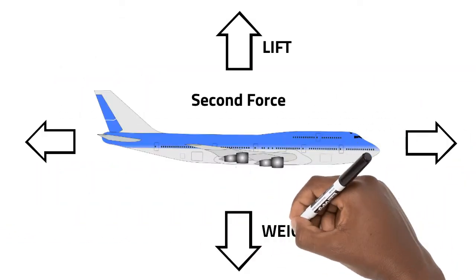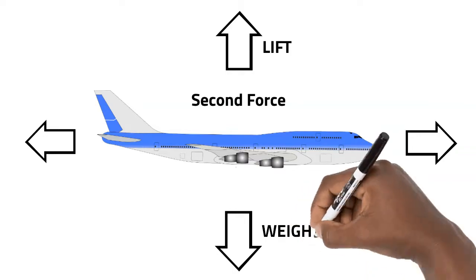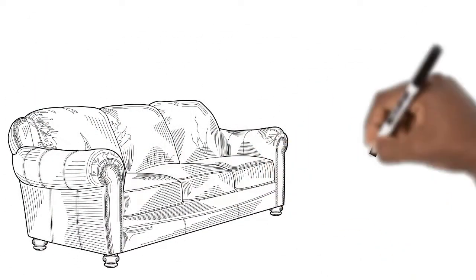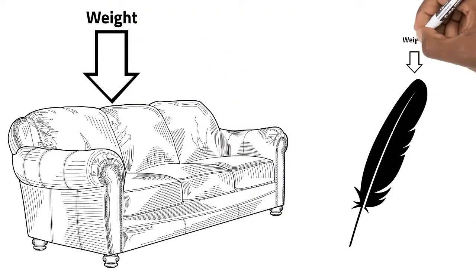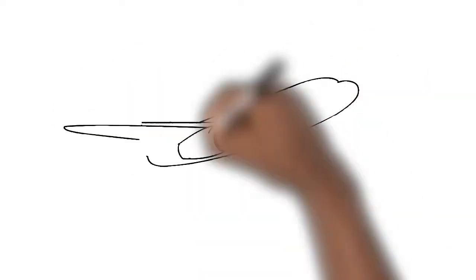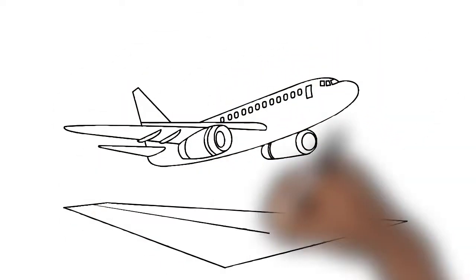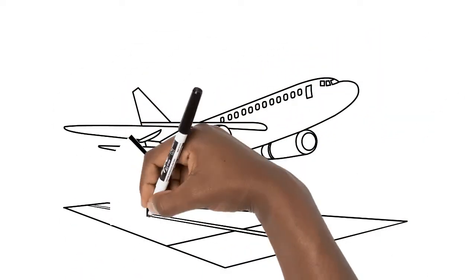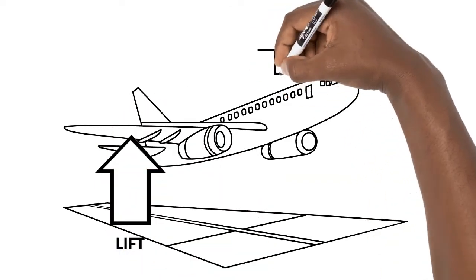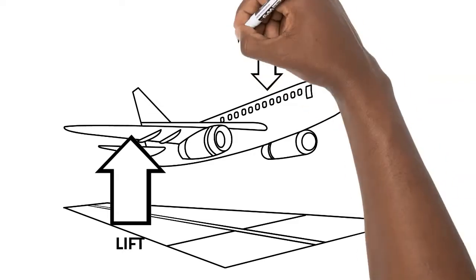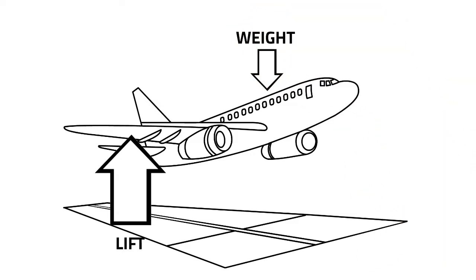Weight is the opposing force to lift. As more force is required to lift, for instance, a sofa than it is for a feather, mainly because of their respective weight, so a lot of force is required to lift an aircraft off the ground. Once this lift force pushing up on the wing is greater than the entire weight of the aircraft itself, the aircraft will lift off the ground.